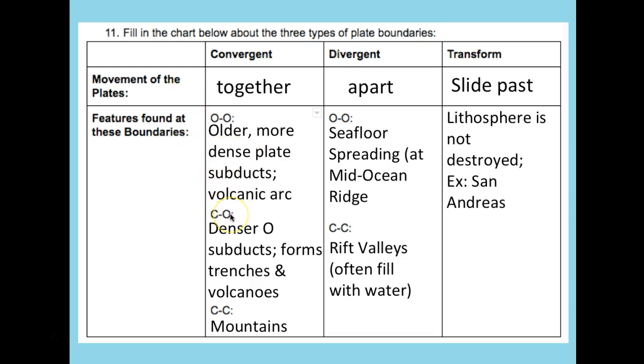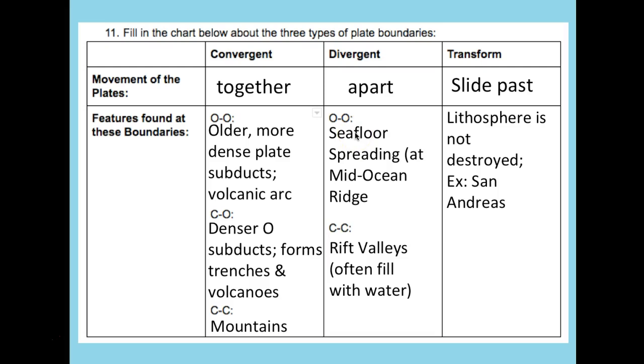At continental-ocean convergent boundaries, the more dense ocean plate is going to subduct, and this can form trenches as the plates are moving together. Volcanoes also can form. At continental convergent boundaries, as the continental plates smash together, they're going to move upward, forming mountains.